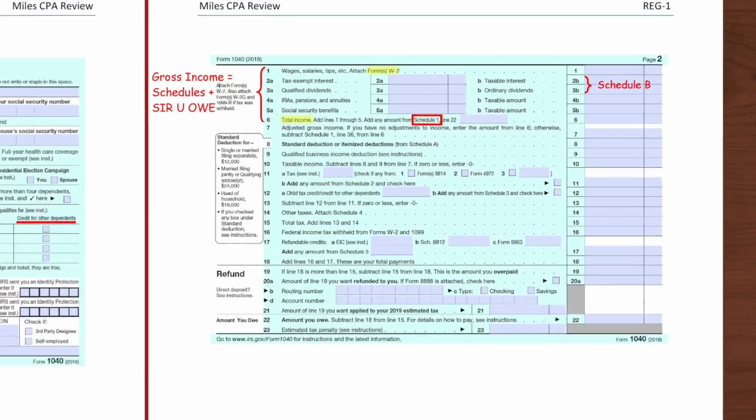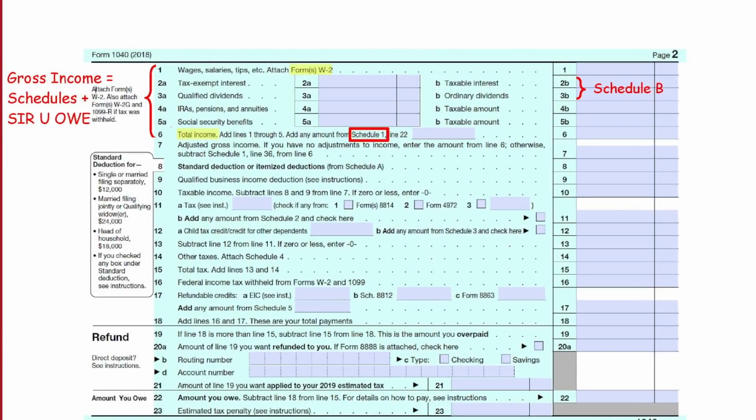Back on page 5, let's look at a mnemonic: SIR YOU OWE. On line number 5, where you've got Social Security benefits, write S. Line number 4, where you've got IRAs, pensions, and annuities, write I. So that's the S and I of SIR YOU OWE.